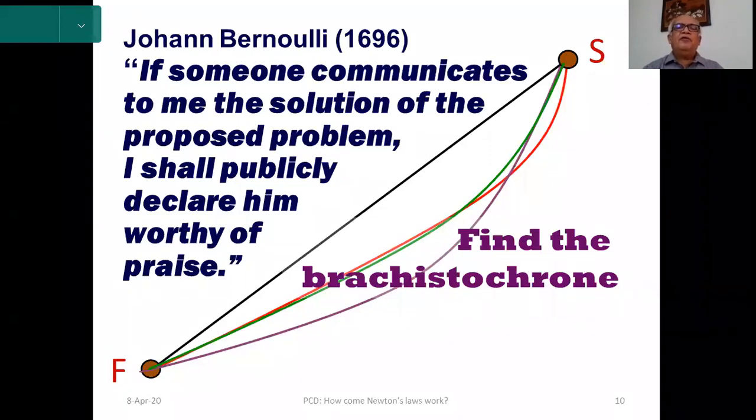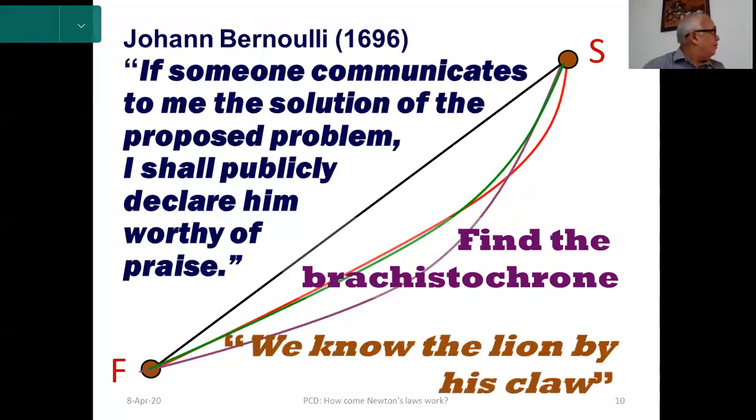And there were 5 different answers which Bernoulli got, including one answer that he had for himself. And one of the answers was provided anonymously, but Bernoulli could recognize that this answer would have come from Isaac Newton. He went on to say that we know the lion by his claw.